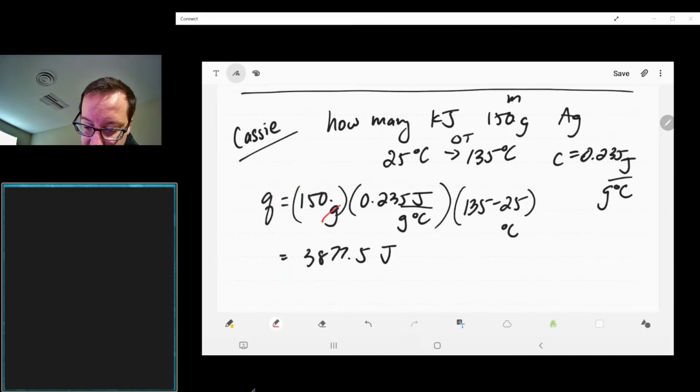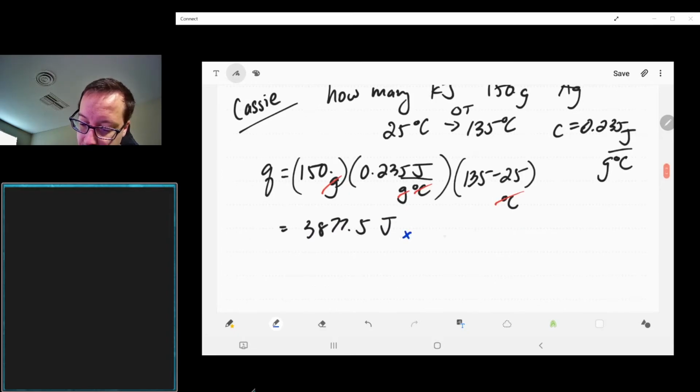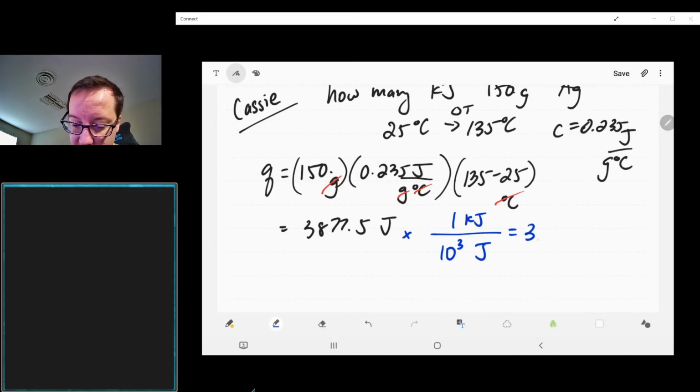Well, we just cancel out all the units like before. We're left with joules. However, the question does ask for kilojoules, so we're going to want to convert that appropriately. We know that 10 to the third joules will be 1 kilojoule. And by the way, it looks like we're going to have 3 sig figs for this. So 3.88 kilojoules would be my answer there.